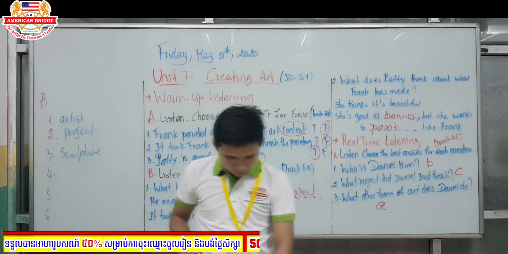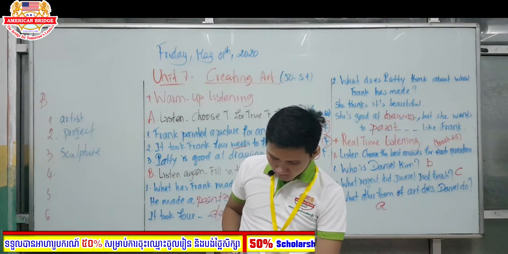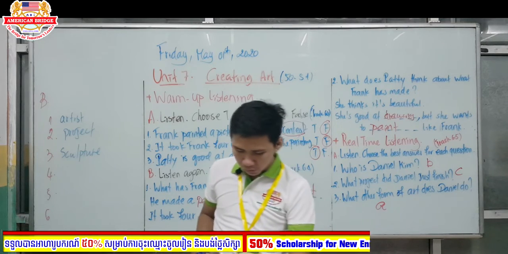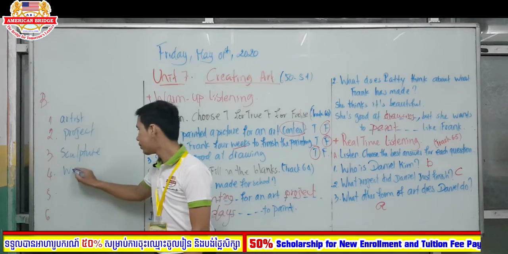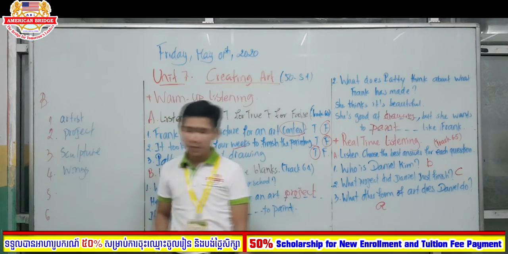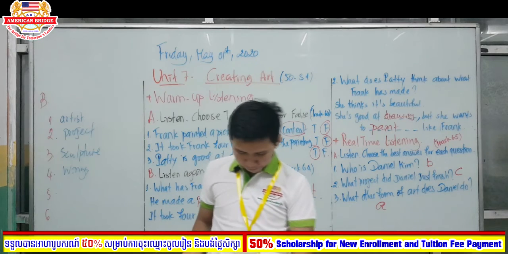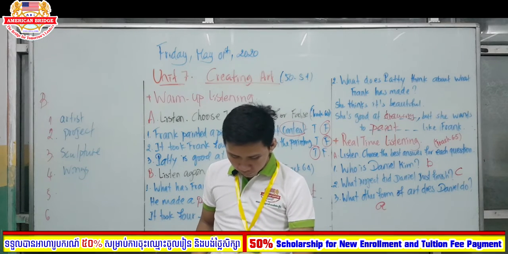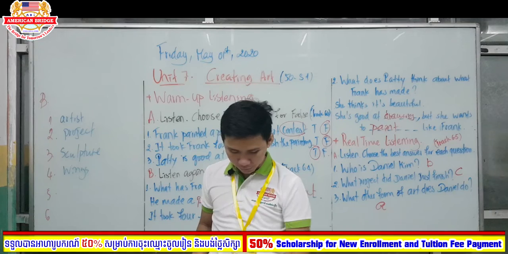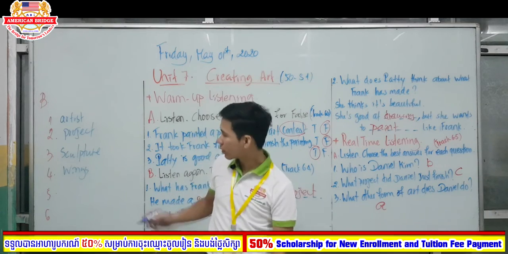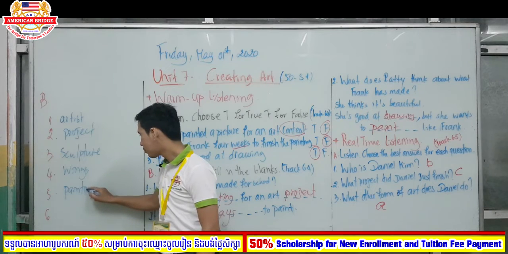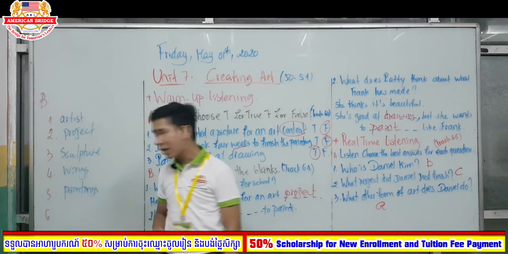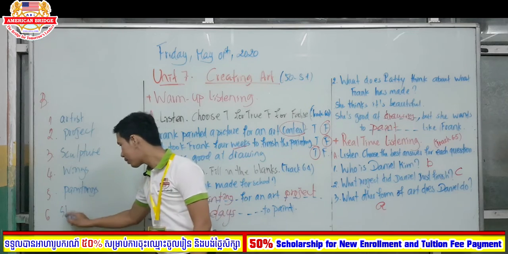Next one, number 4. The artist wanted to show the beauty of butterflies' wings. And the next one: although Daniel usually creates sculptures, he does painting as well. So the last one is skills.